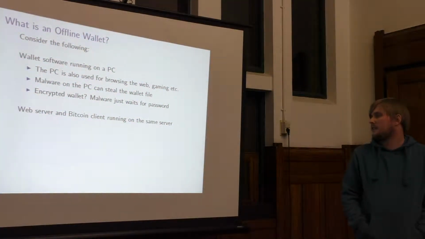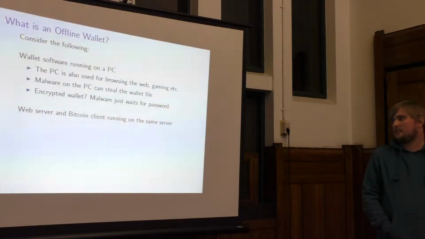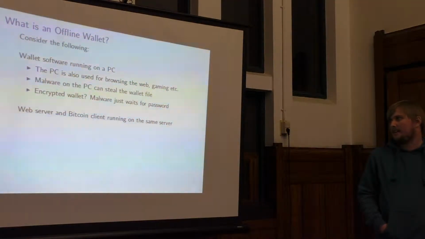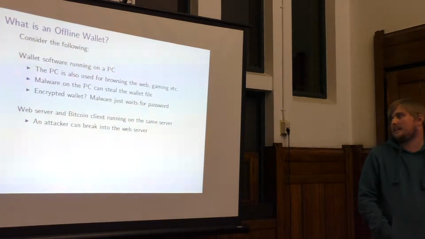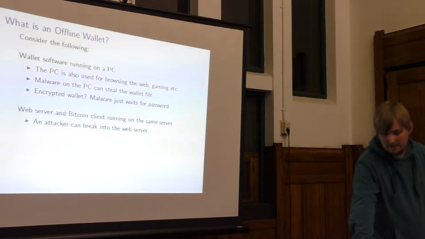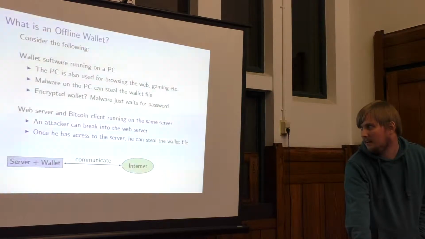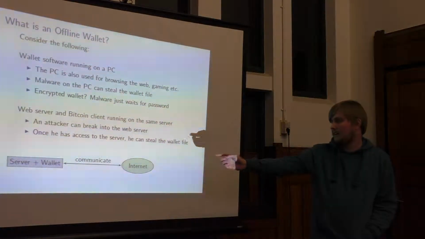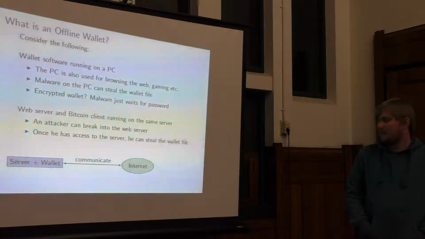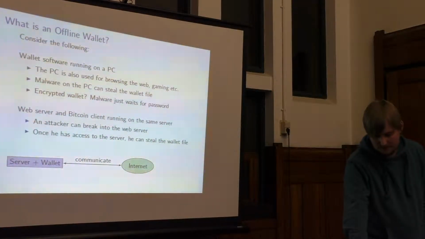Another setting that you can think about is an online shop that wants to accept Bitcoin. The easiest way to implement it would be to just have a web server where you run a shop, and the same server runs a Bitcoin client. Here you have the same problem. An attacker can break into the web server, and if he does that, he can steal the wallet file. So basically, these setups look like this. You have the server and the wallet on the same machine, and that machine is communicating with the outside world, here the internet, in the case of Bitcoin.